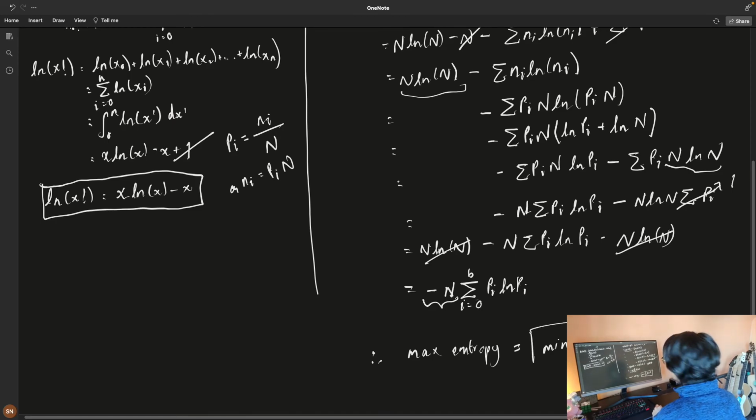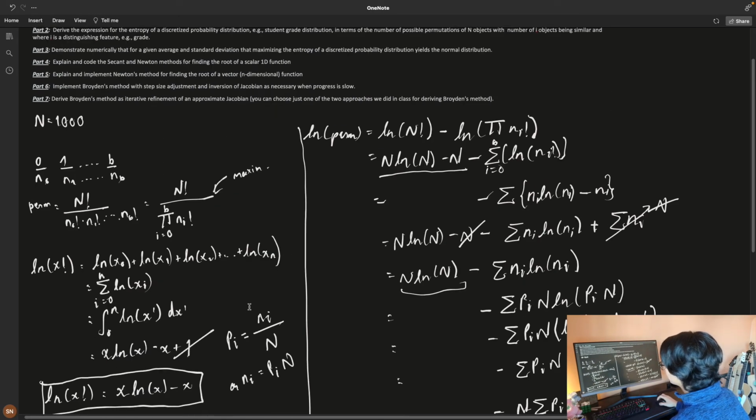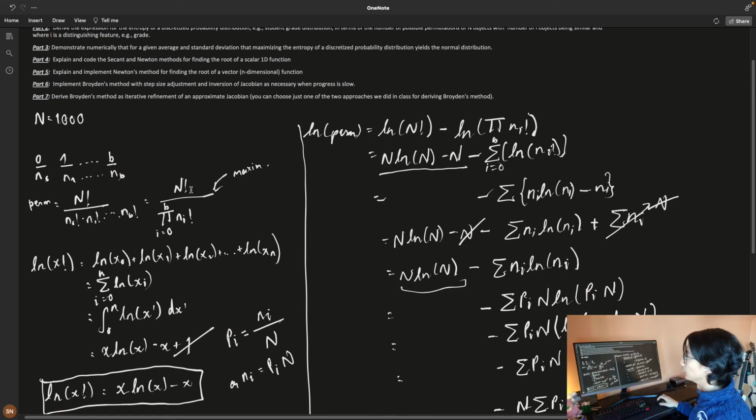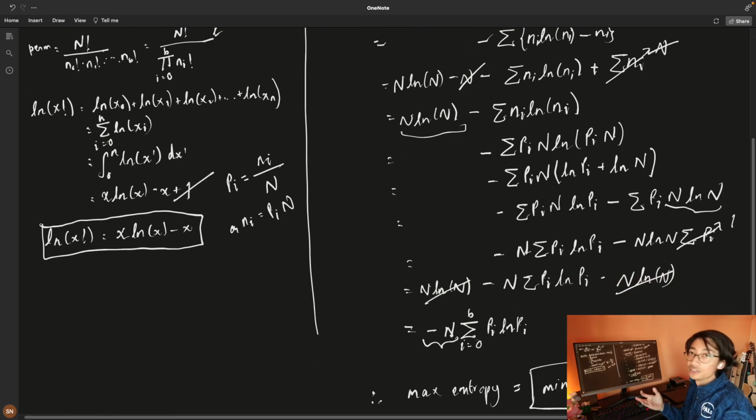So we went all the way from having to maximize a term this complicated, with really big calculations like factorial of 1,000, to a simple calculation of simple summations and probabilities. And we know that probabilities only range from 0 to 1, so we're not dealing with big numbers anymore. So yeah, that's an easier way to calculate the maximum entropy of a probability distribution.